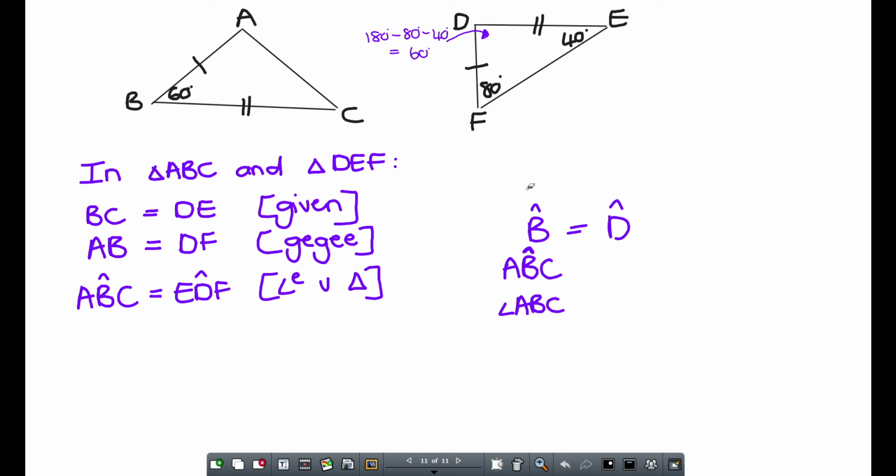Kan ek maar hierdie die kant uitvee? Nee.